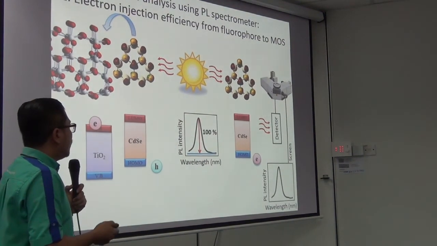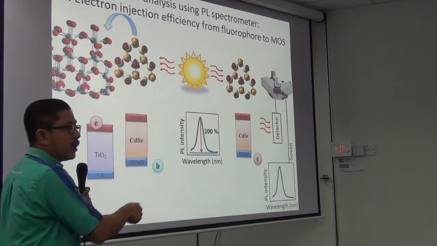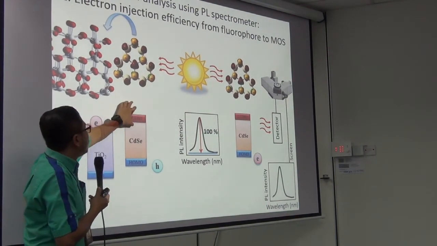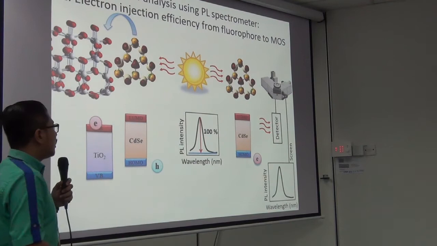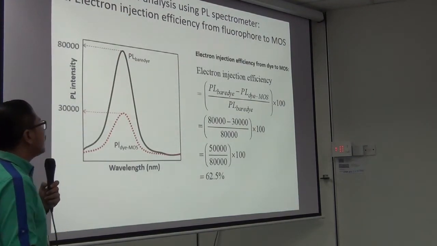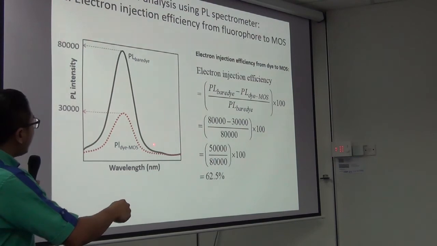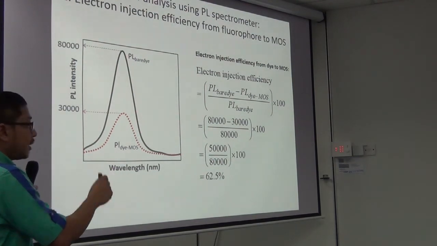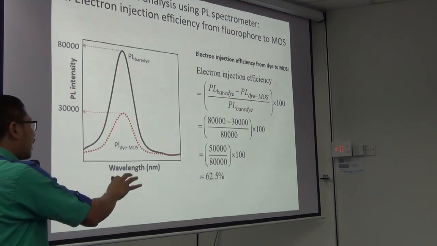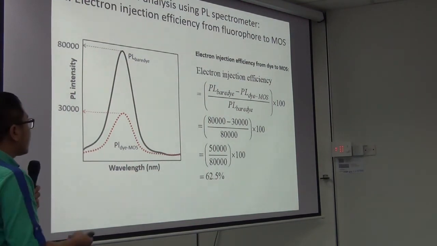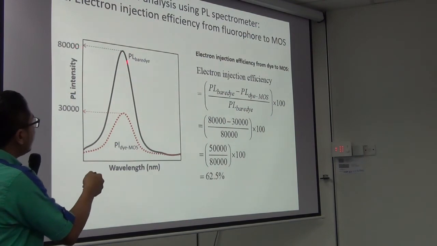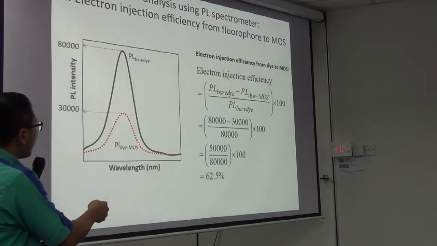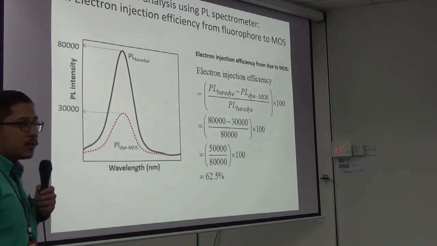How? If this is the case, this is 100% electron injection, 100% of this electron will be injected to the conduction band. This is what we want. We want 100%, or at least towards 100%. So how do we calculate? Using this equation. Let's say we have PL for bare dye alone, without fabricating the dye onto the titanium dioxide or metal oxide semiconductor. Let's say the intensity of PL of bare dye is 80,000. We need to compare the graph with the PL of dye and MOS conjugate.